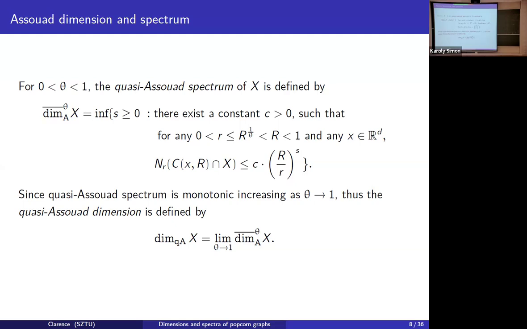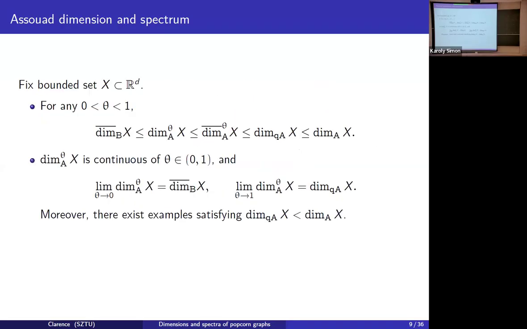As for the quasi-R-squared spectrum, the restriction is that the small r has an upper bound related to the capital R to the power of 1 over theta, but r has a sense of freedom from 0 to the upper bound here. Notice that the quasi-R-squared spectrum is monotonic, so we have the definition of the quasi-R-squared dimension like this. Here are some properties we will use in this talk. For general theta, the R-squared spectrum and the quasi-R-squared spectrum have the property like this.